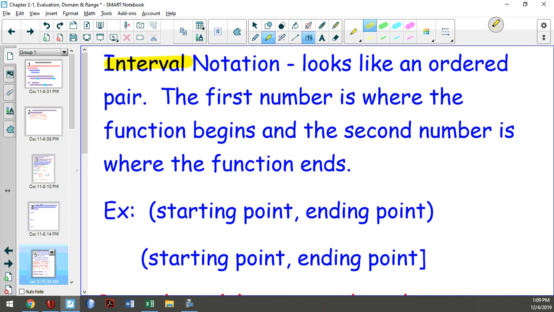So it is an ordered pair is what it looks like, and it is going to have a starting point and an ending point. Where am I starting at and where am I ending at? The problem is you can have parentheses or brackets. How do I know which I use?